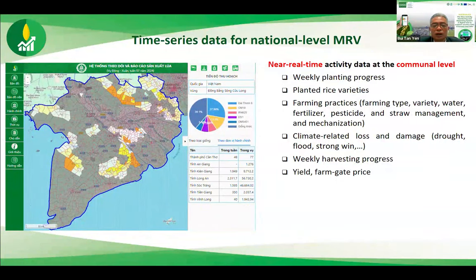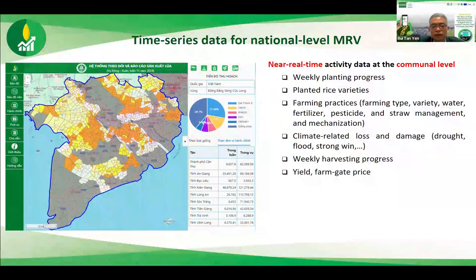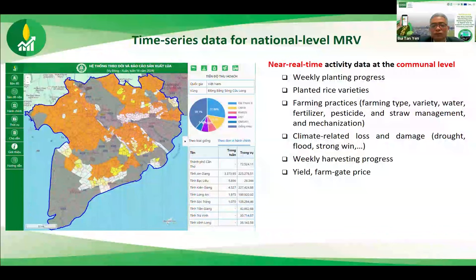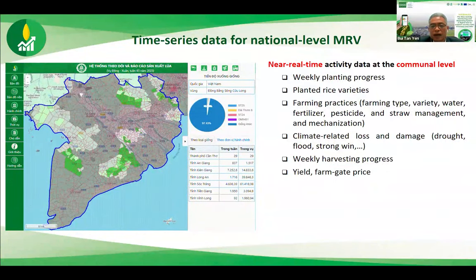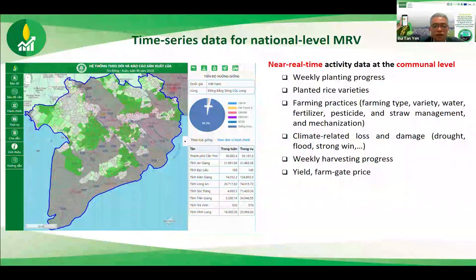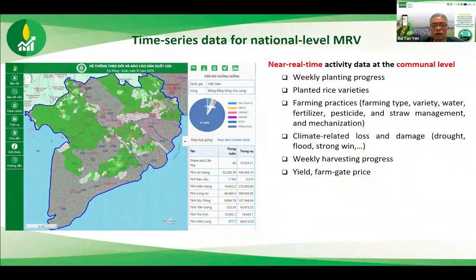We also opened a database for climate-related loss and damage. For example, in the case of a drought, flood, strong wind, salinity intrusion, or typhoon, they can also report the percentage of the yield loss into the system.